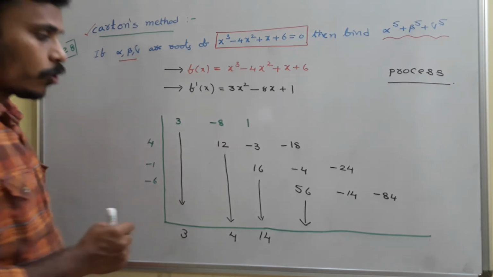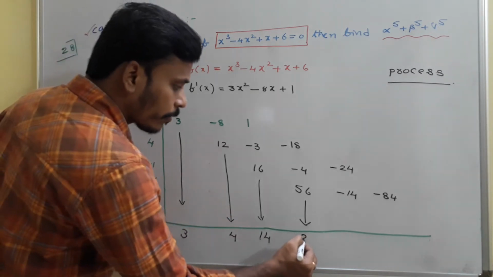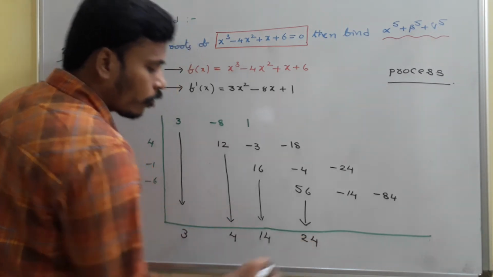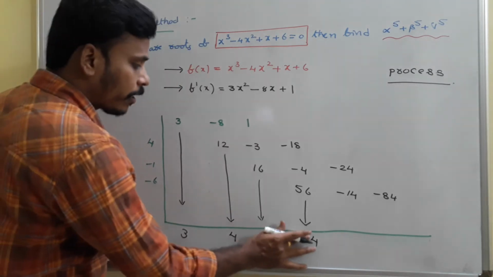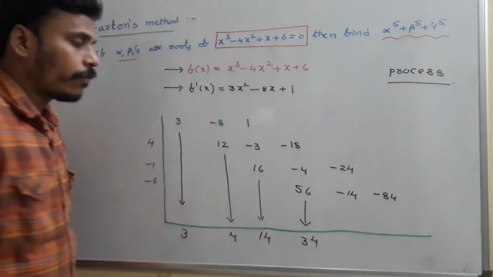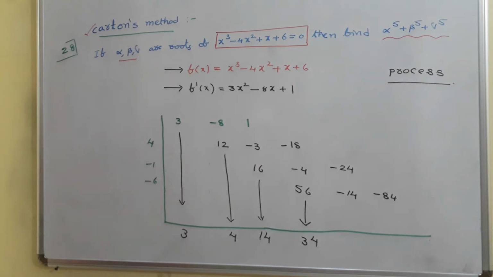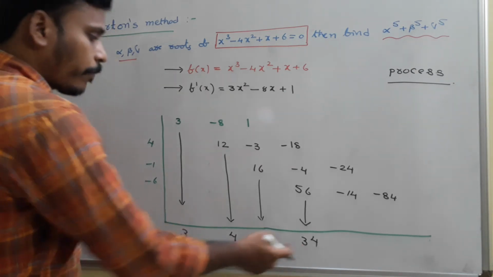56 minus 22 is simply 24, okay, not 24, it may be 34, right? Just have a look. 56 minus 22 is 34, right? Yeah, 34.